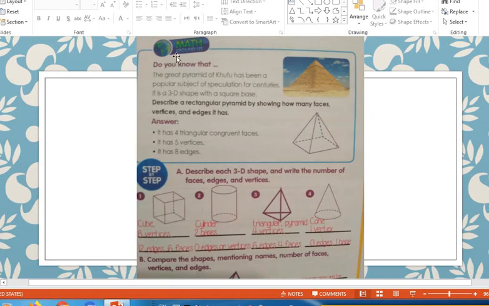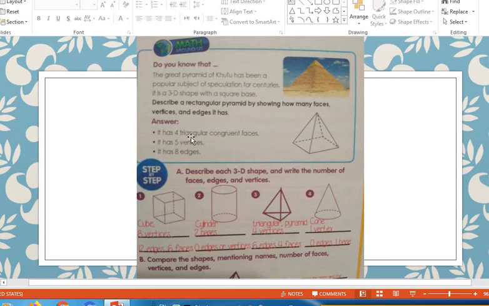Math 2, math around us. Do you know that the Great Pyramid of Khufu has been a popular subject of speculations for centuries? It's a 3D shape with a square base. Describe a rectangular pyramid by showing how many faces, vertices, and edges it has.